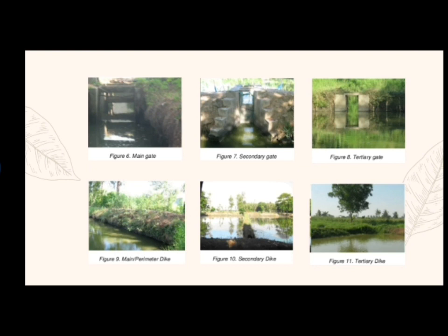So these are the figures of common accessory units of a fish pond. The first one is main gate, secondary gate, tertiary gate, main or perimeter dike, secondary dike, and tertiary dike.